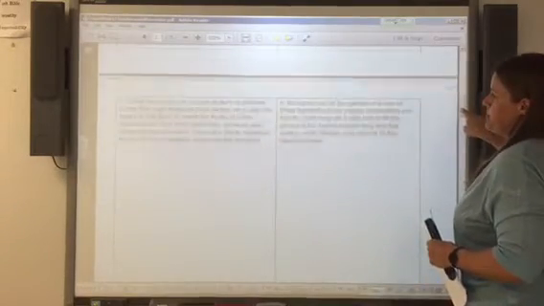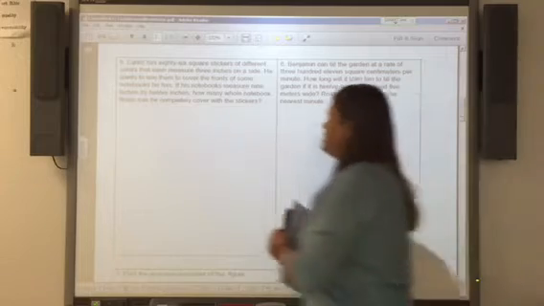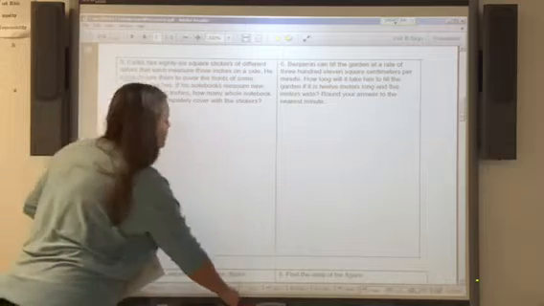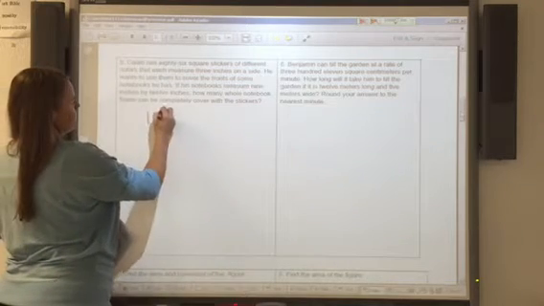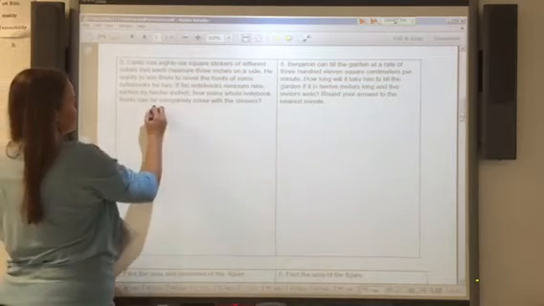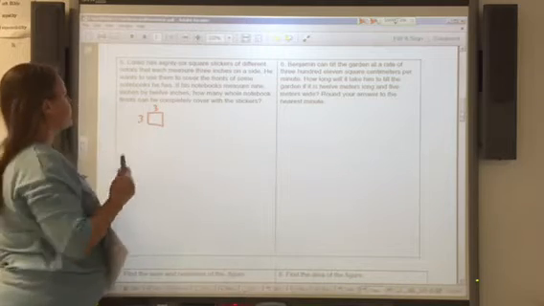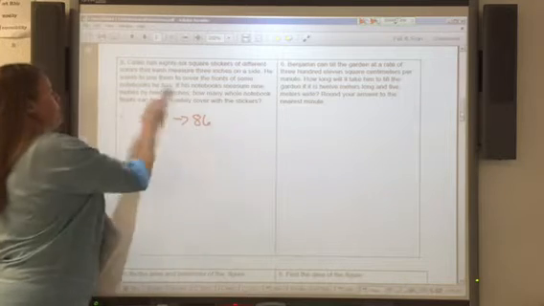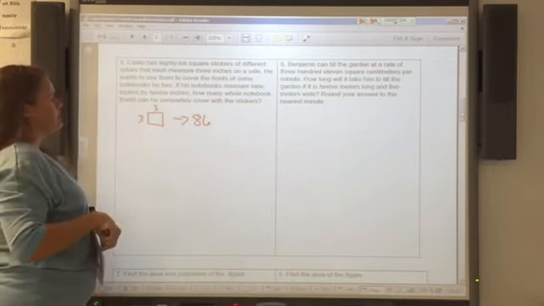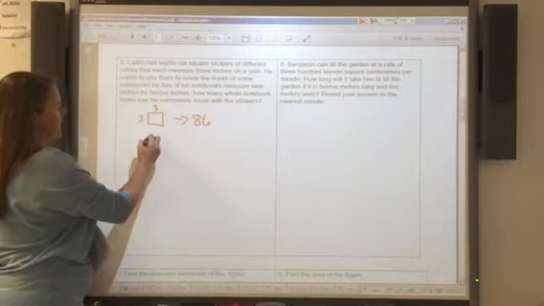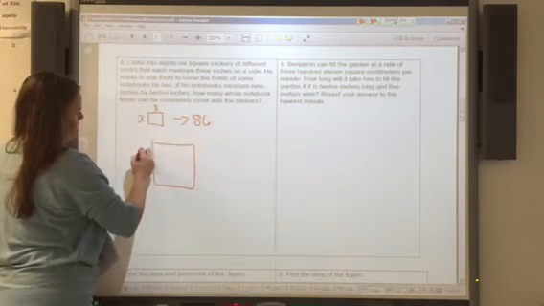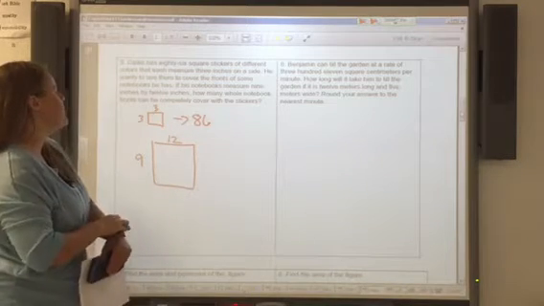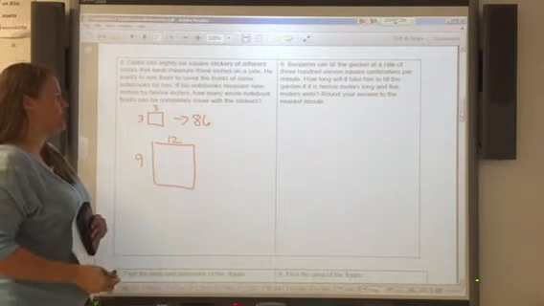All right, next one. Caleb has 86 square stickers of different colors that each measure 3 inches on a side. So I'm going to draw a sticker, and it's got 3 inches on each side. He has 86 of these. He wants to use them to cover the front of his notebooks. If his notebooks measure 9 inches by 12 inches, how many whole notebook fronts can he cover with the stickers?